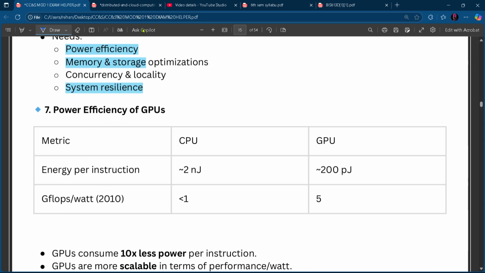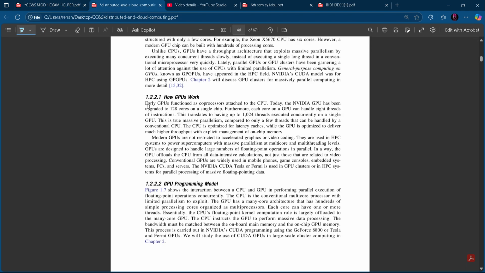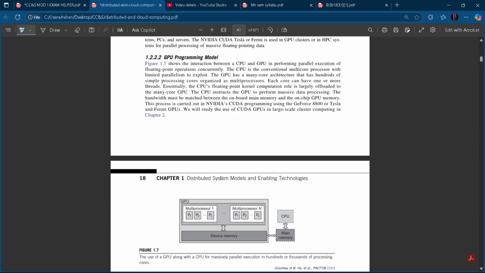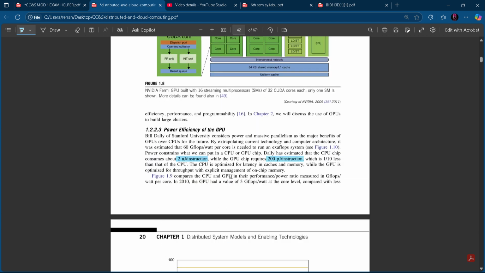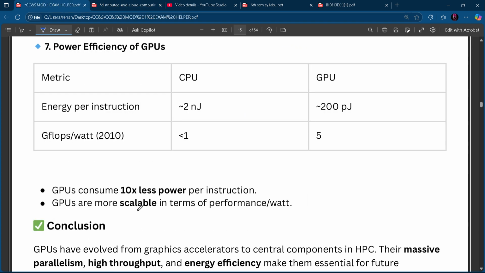Power efficiency of GPU. If you look at this point, you just have a small place, and here itself you have, sorry, not here, over here. See, you also have all the things which are there in the paragraph. I have just 4 points. First, metrics, energy per instruction. The CPU utilizes approximately 2 nJ and GPU approximately 200 pJ. So you have to multiply this by 100, 100 times more. GFlops per watt, or what? 2000. This is year 2010 compared to later. It is less than 1 and this is 5.